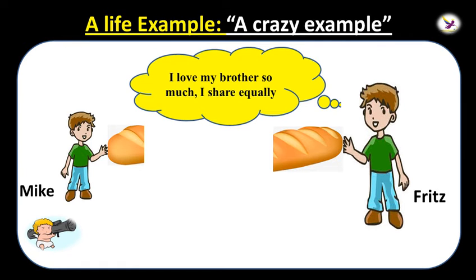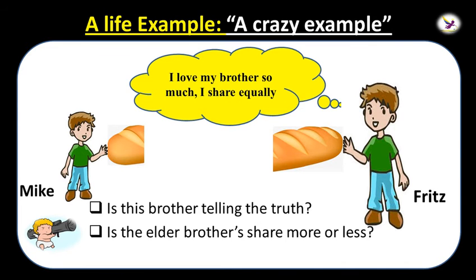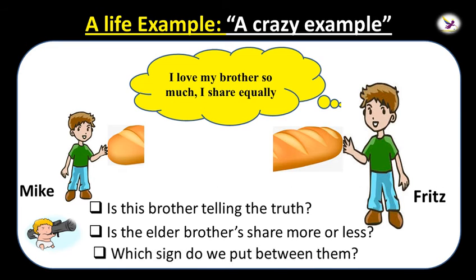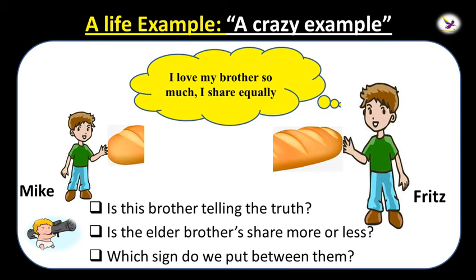Wow, look at his share, and he loves his brother so much. Okay, let's ask some questions. Is this brother telling the truth? Of course, no, he's not. His quantity is much more than that of his younger brother. And secondly, is the elder brother's share more or less? Of course, his share is more. And which sign can we put in between to express this? Mike's share is less than Fritz's share, so we use less than. I'm sure this is what most of us do at home equally.